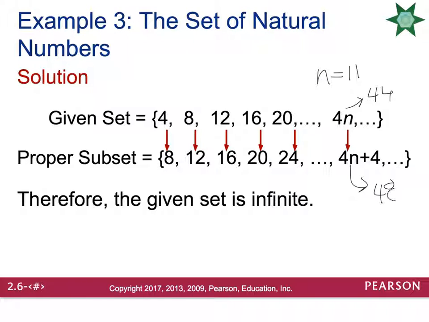So if we look at examples for little n, we can see what happens. We're taking 4 times n for this one, and 4 times n plus 4 for this one, because we need 48. It's going up by 4 because we dropped the 4. So we're showing a one-to-one correspondence with this proper subset, which is where we took the given set and took the 4 out. And when you do that, you're showing that the set we're given, the original set, is infinite.